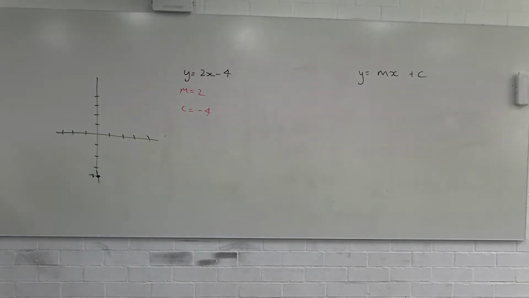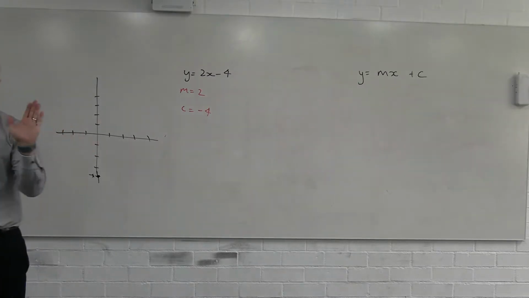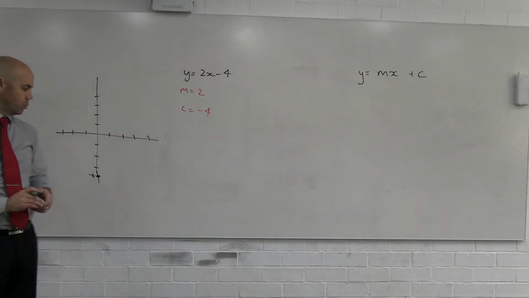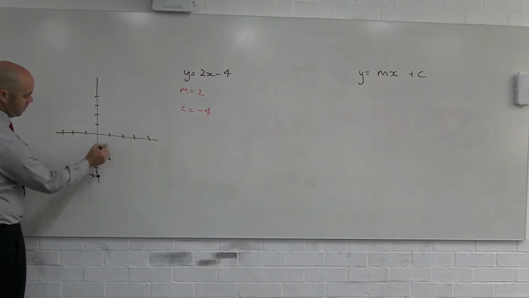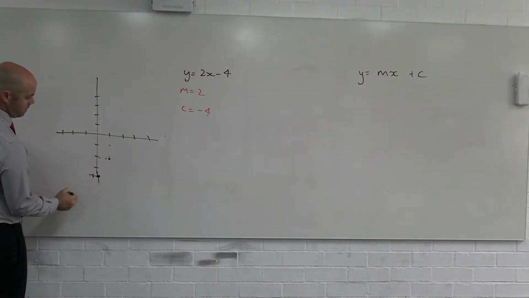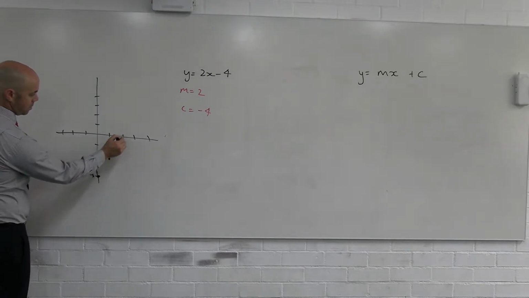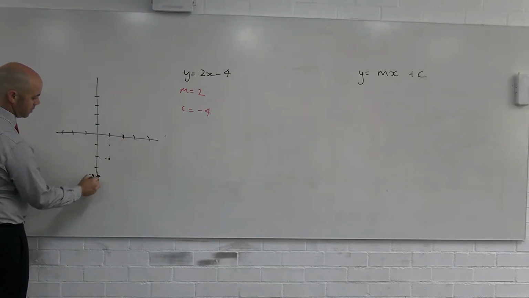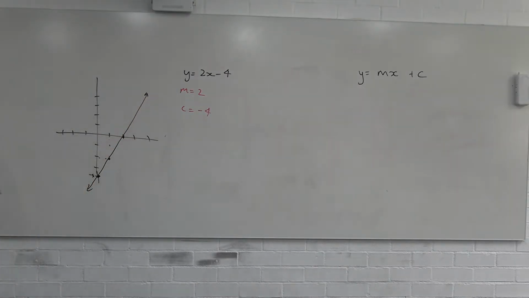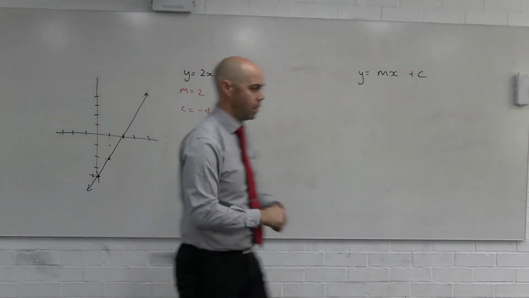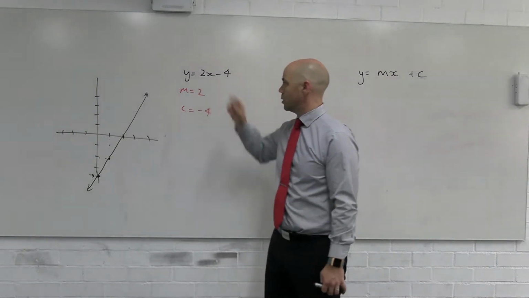And we know that the gradient is 2. And that gradient means that for every one step to the right, it rises 2. So one step to the right, it rises 2. Goes up to here. One step to the right, rises 2 over here. And so that's the line of our equation y equals 2x minus 4.